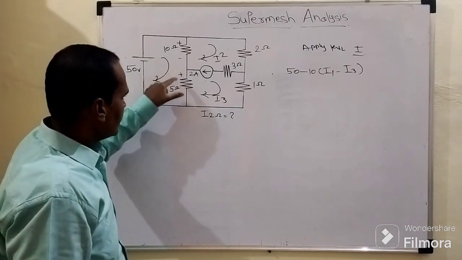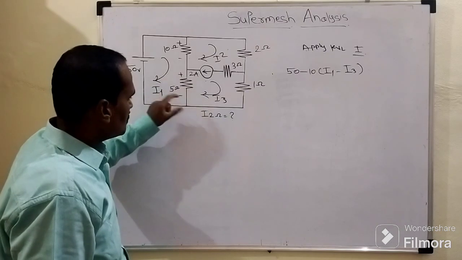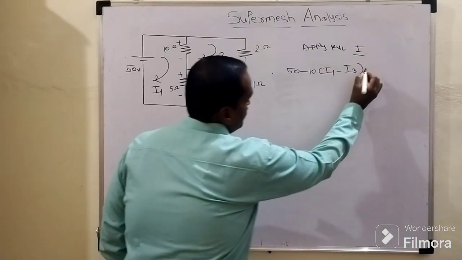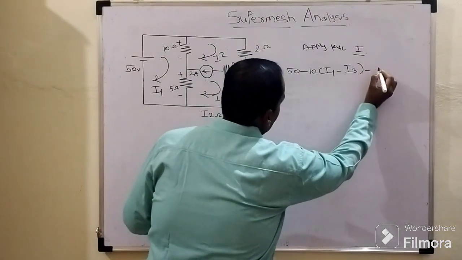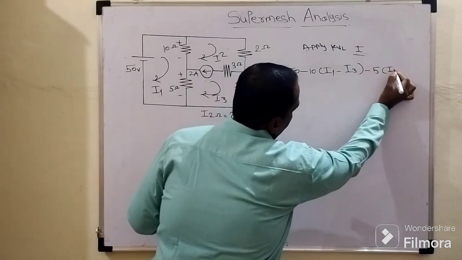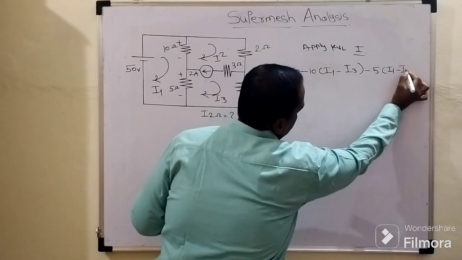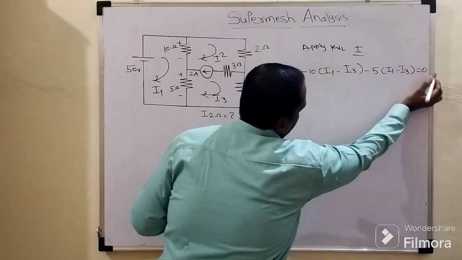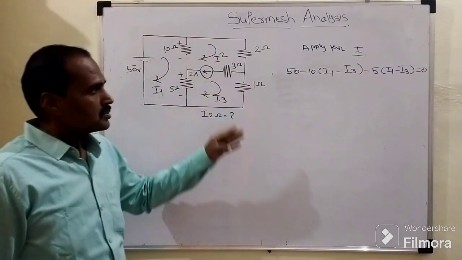Assumed current is in clockwise direction, means we are going from positive to negative plane. That's why opposite sign we need to consider. Ohmic drop across this 5 ohm resistor will be minus 5 times (I1 minus I3) equals 0. Right.